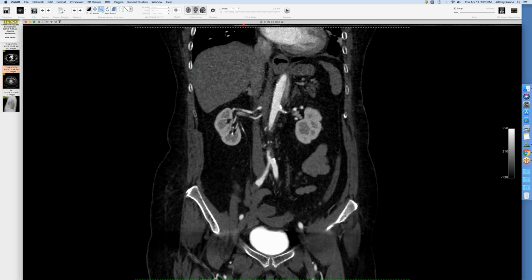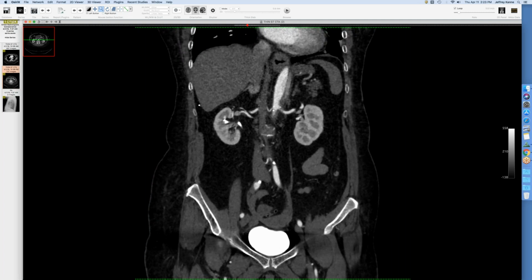Maybe it's really a subadventitial hematoma, and there's not a frank dissection at that level. Maybe. Yeah, that could explain it. Anyway, it's kind of a curiosity. I don't know how to explain that.